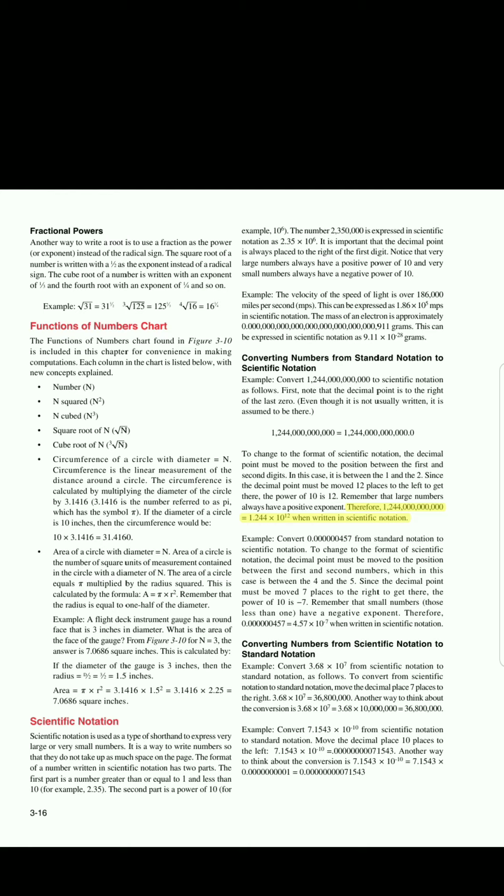000,000,000 equals 1.244 times 10^12 when written in scientific notation. Example. Convert 0.000000457 from standard notation to scientific notation.